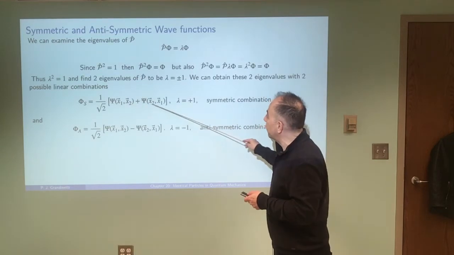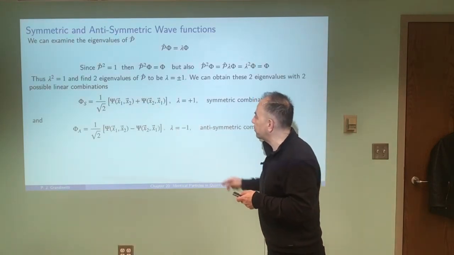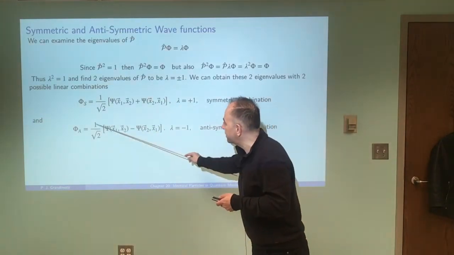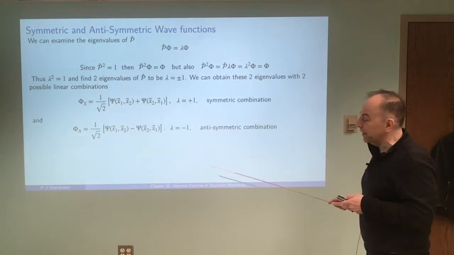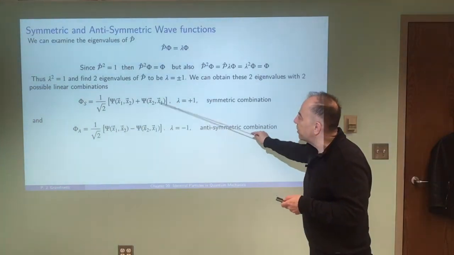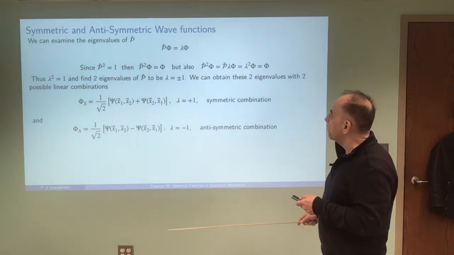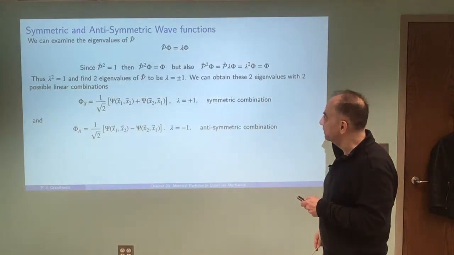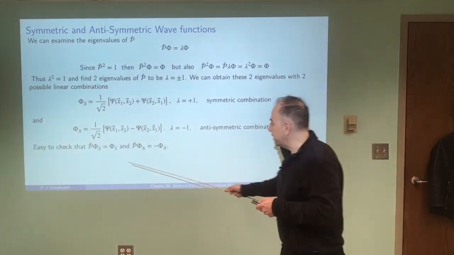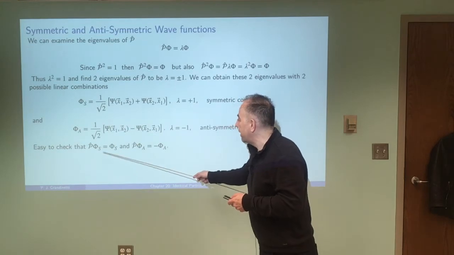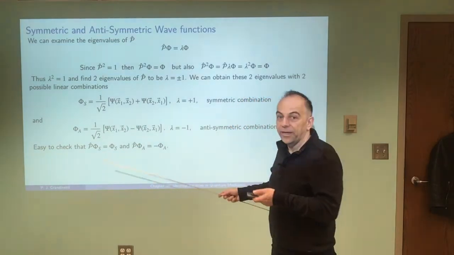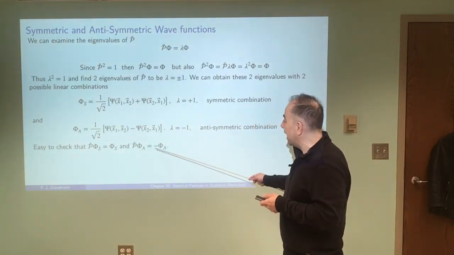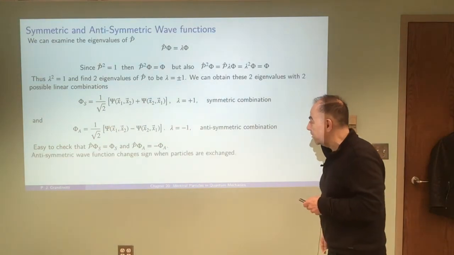We call this combination, where we add them together and normalize with 1 over the square root of 2, the symmetric combination. And we call this combination, where we take the difference and normalize it, the antisymmetric combination. These 2 combinations will allow the particles to be indistinguishable if they have this wave function or that wave function. You can easily check that if I apply the exchange operator on S, I get back S, so it's an eigenfunction of the exchange operator. If I apply the exchange operator on A, I get back minus A, so it's also an eigenfunction.